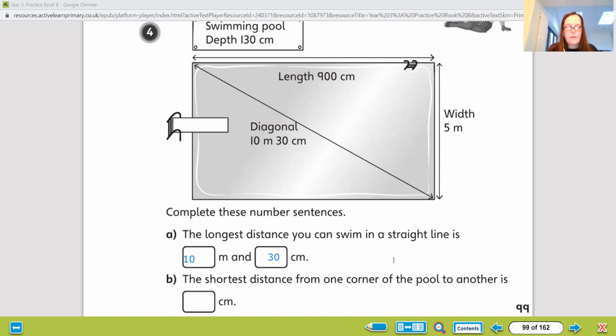Okay. What's the shortest distance from one corner of the pool to another in centimetres? Well, I know that that's the smallest, but that's in metres. So I've got to change that to centimetres. I know that 1 metre is 100 centimetres. So 5 metres is 500 centimetres.